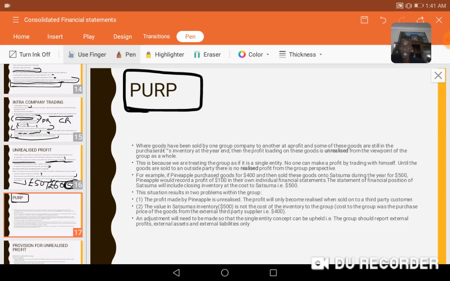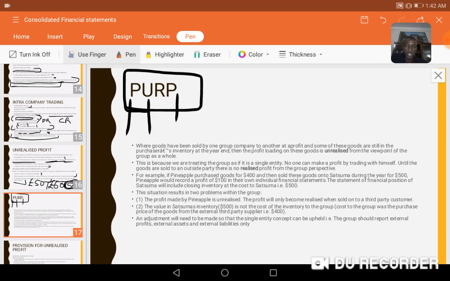PURP stands for provision for unrealized profit. In the UK they normally say it's PUP. This is just what we spoke about earlier, on the previous slide.